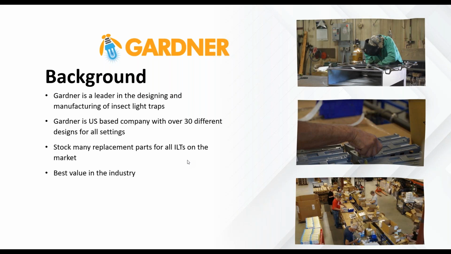In addition to the light traps, we do stock a ton of replacement parts for all insect light traps that are on the market. That would be replacement glue boards, replacement bulbs, things like that. And one of the beauties of being a Wisconsin-based company is that we're able to do things very efficiently, ship efficiently, and manufacture products efficiently as well. We're one of the best values in the industry where we can get you products very, very quickly at a very good price.